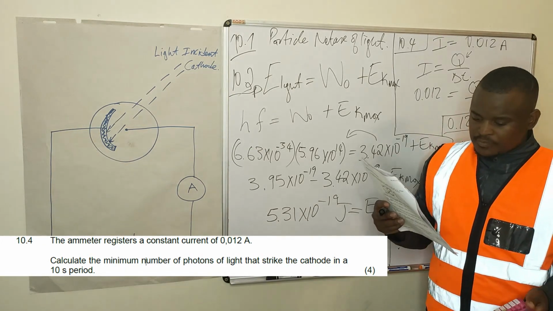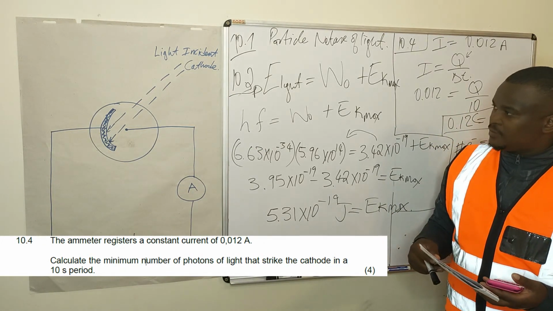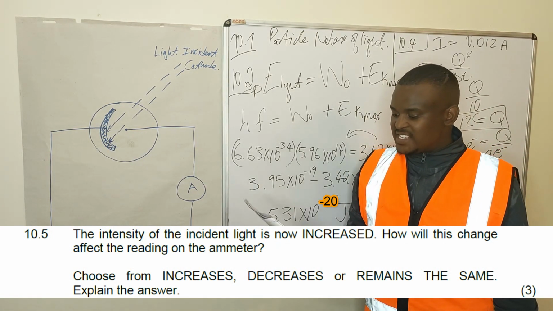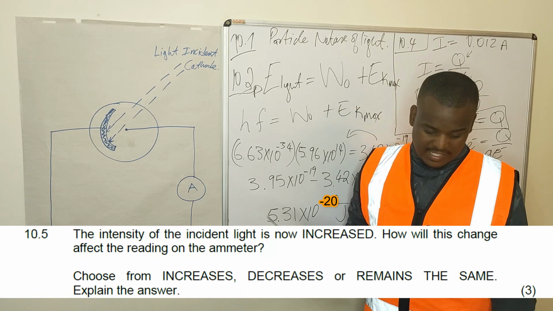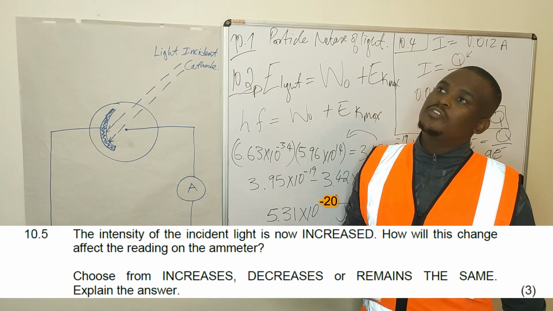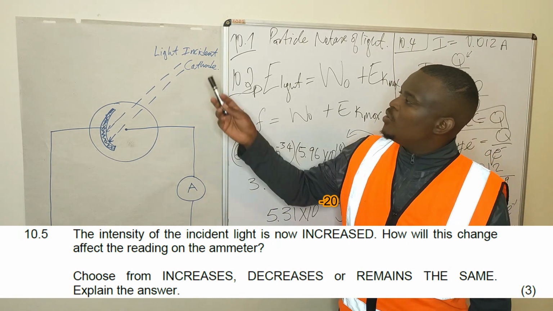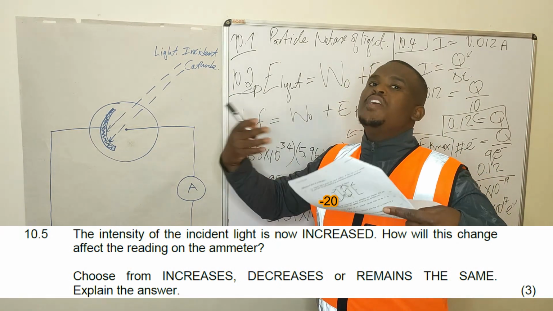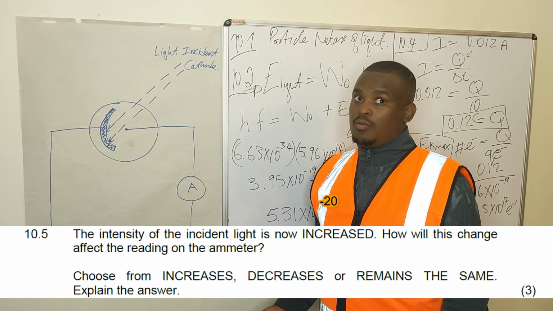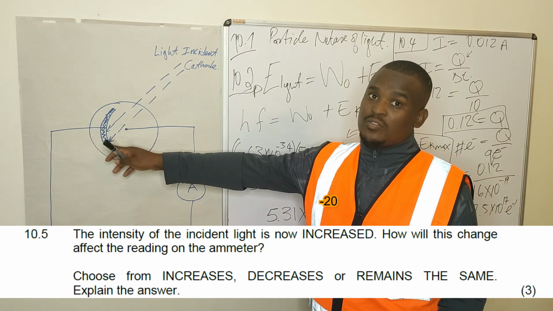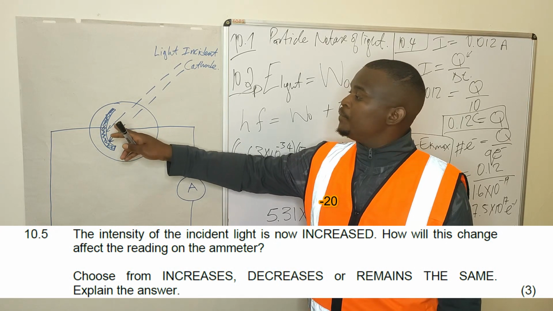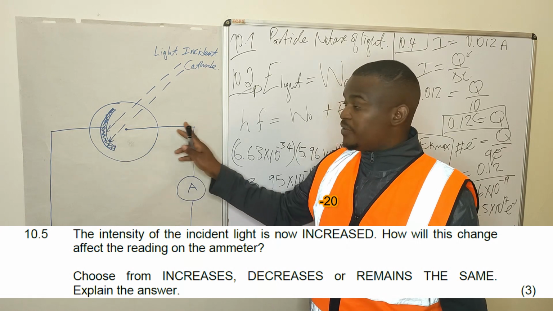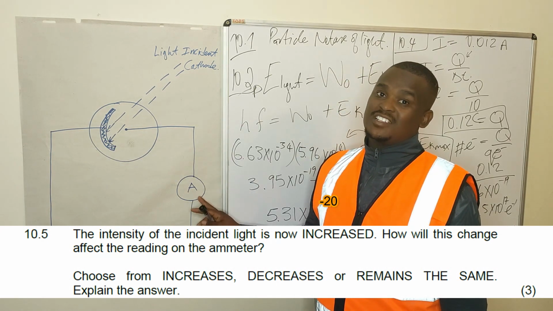Then, let's go. 10.5. The intensity of the incident light is now increased, which means now, when you increase the intensity of the incident light, you have more photons. You increase the number of photons striking our cathode, which means more electrons will be emitted, which means more electrons will be flowing here, which will give a higher reading on the ammeter.